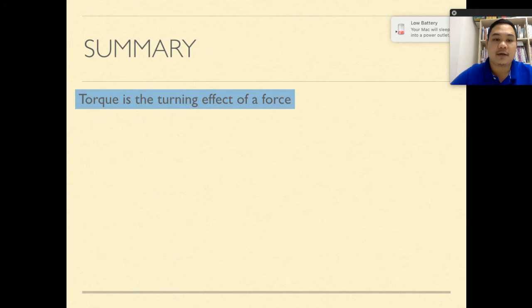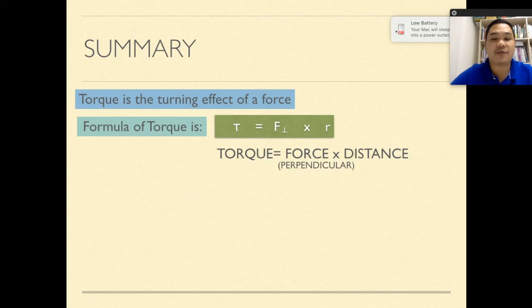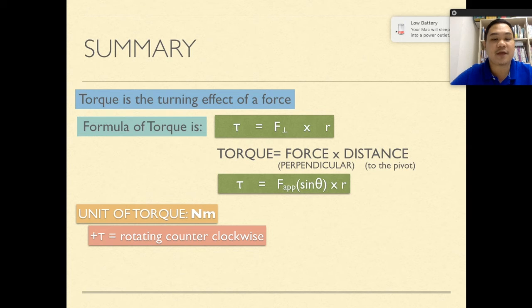In summary, torque is a turning effect of a force. The formula of torque is torque equals force perpendicular times R. And then therefore, we have to take note that it must be force perpendicular and the distance must be from the pivot, and therefore this will be our generalized formula, which is F up sine theta times R. The unit of torque is Newton meter, and it is a positive torque if it is rotating counterclockwise, and a negative torque if it is rotating clockwise.